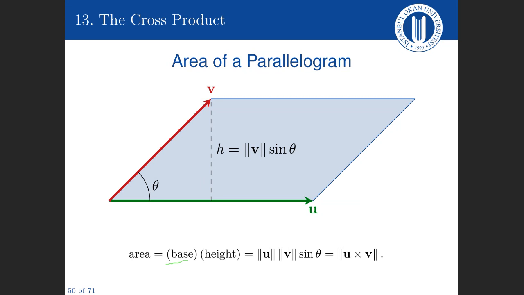Base is the norm of u. Height, or h, is norm v sine theta, and you will note that this is the same as the norm of u cross v. Anytime we have a parallelogram like this, and we already know u and v, and we're asked to calculate the area, our formula is that the area is the norm of u cross v.